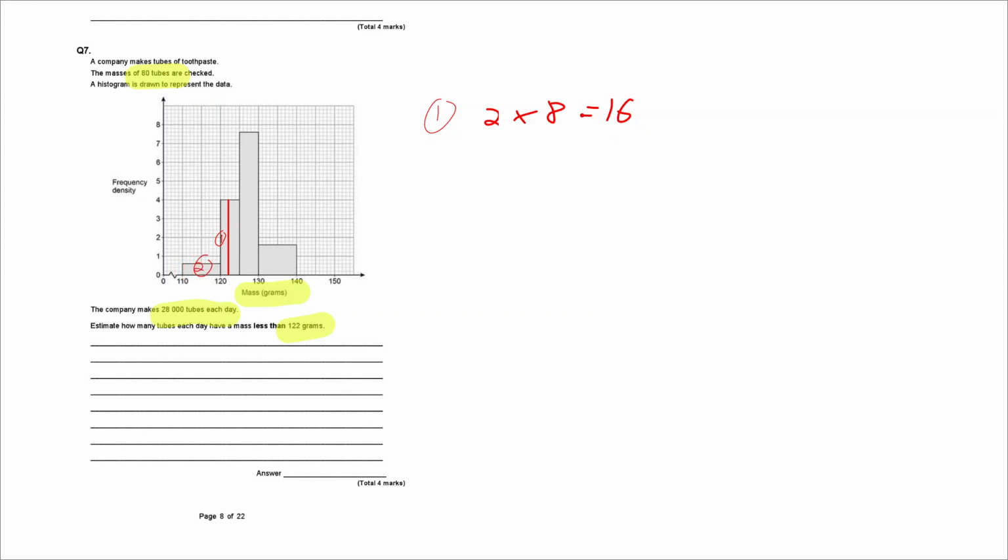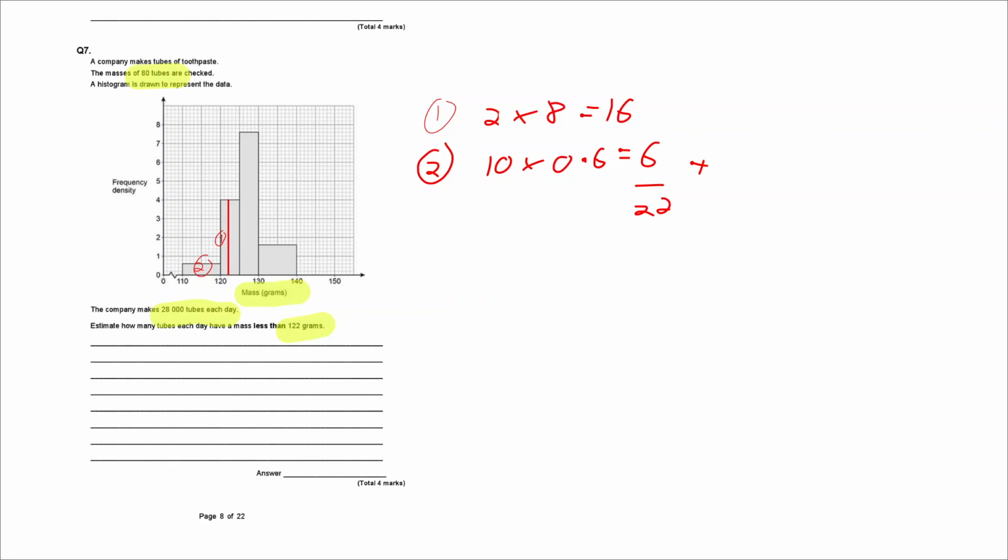In rectangle 2, the width of it is equal to 10. And the height of it is worth, what is that? 0.6, I believe. Yeah, so 10 times 0.6, which gives you 6. So in total, in this sample of 80 tubes, you've got 16 plus 6, which is 22. So you've got 22 tubes here that are less than 122.